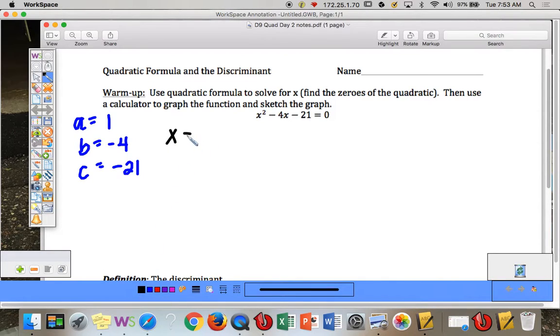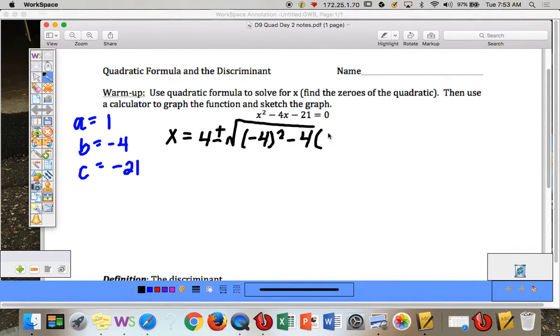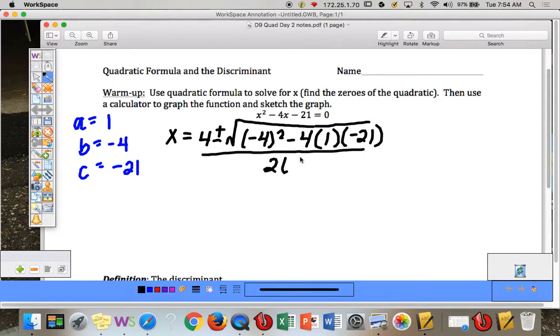So for the quadratic formula, the first step is to plug in. We have x equals opposite b. The opposite of -4 is 4, plus or minus the square root of b squared minus 4ac. Here a is 1 again, and c is -21, all over 2a. So here's how I want to see your first step. I want to see a, b, and c, and that you can plug in. And then I want you to calculate these three numbers separately.